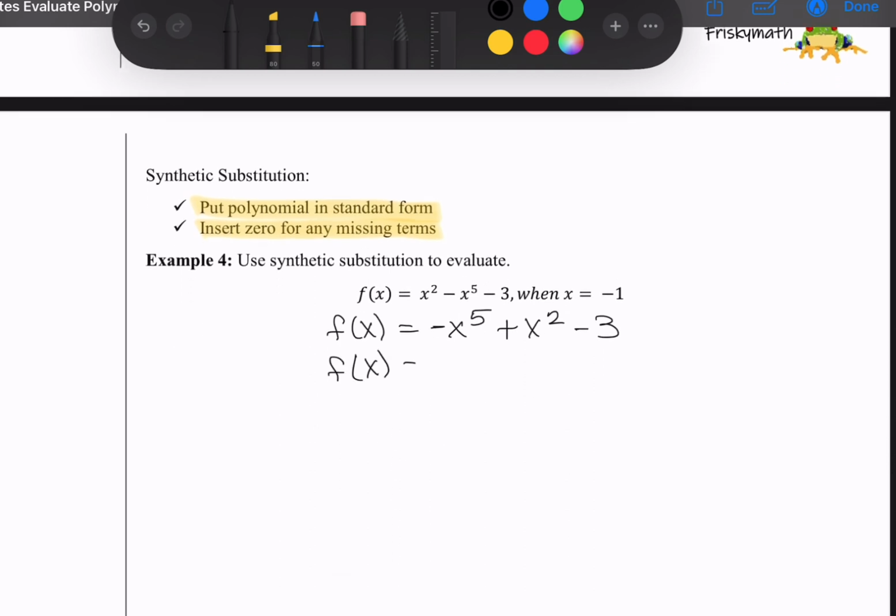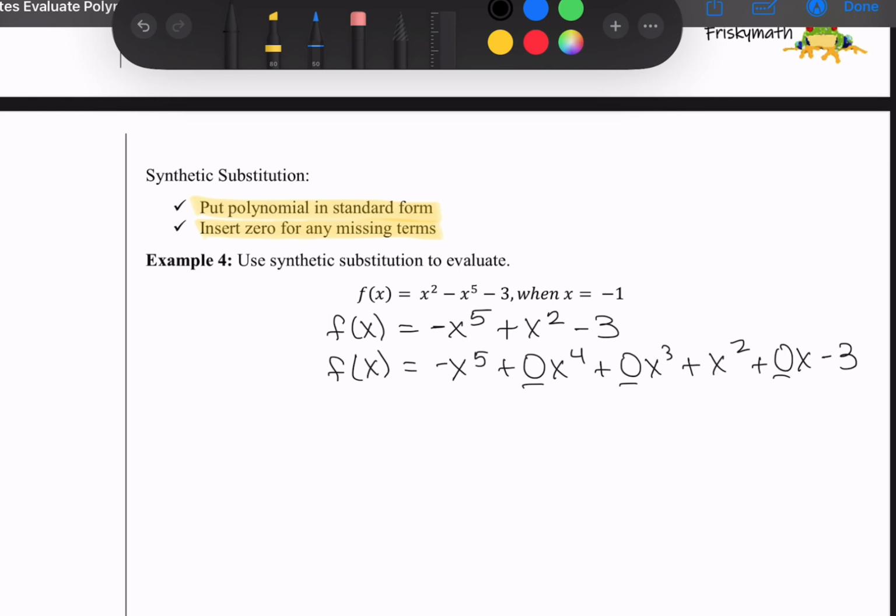Now, I wouldn't normally write it like this in standard form all over again. I'd go straight to synthetic substitution. But I'm going to spend the extra time right now, just while you're learning this, showing you how I'm plugging in zeros for every missing term. So this would be like 0x to the fourth, which is still just 0. 0x to the third, which is still just 0. I've got my x squared. I don't have an x term, so plus 0x and then minus 3. So these are the zeros I'm going to need to insert for my missing terms.